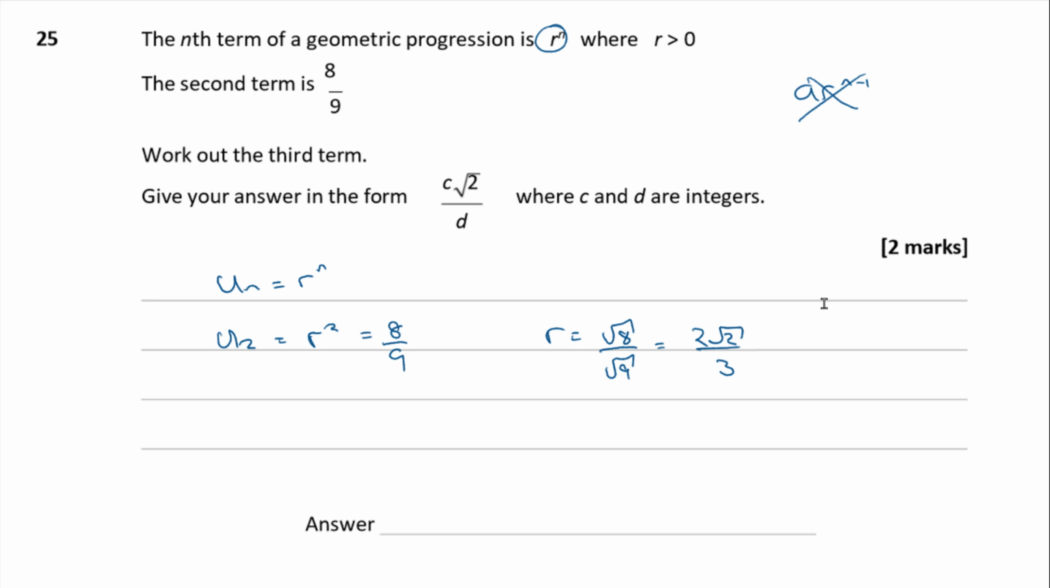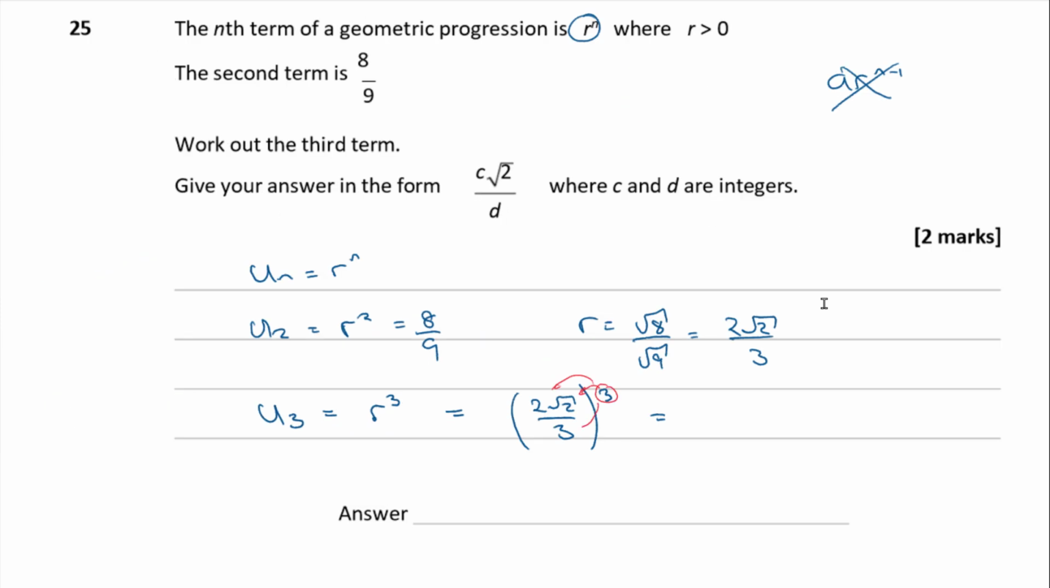And then what we want is the third term, u3. So u3, which is r cubed, is going to be that thing cubed, isn't it? It's going to be 2 root 2 over 3 cubed. What's that then? Well, I'm going to have to cube everything here. Going to have to cube the 2, cube the root 2, and cube the 3. Okay? Because powers or indices are distributive over multiplication and division, everything gets raised to the power 3.